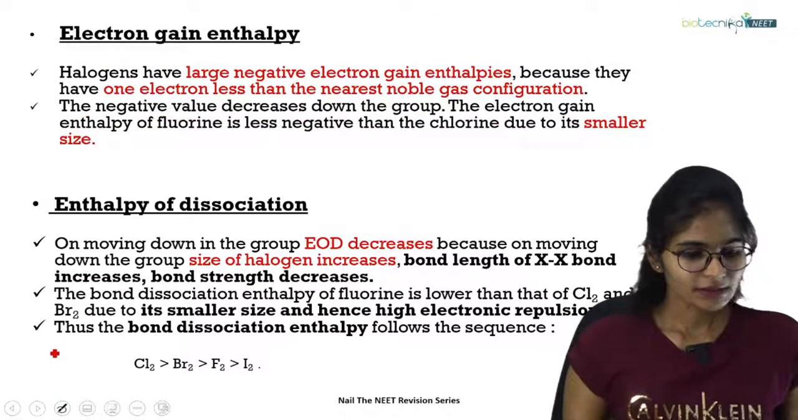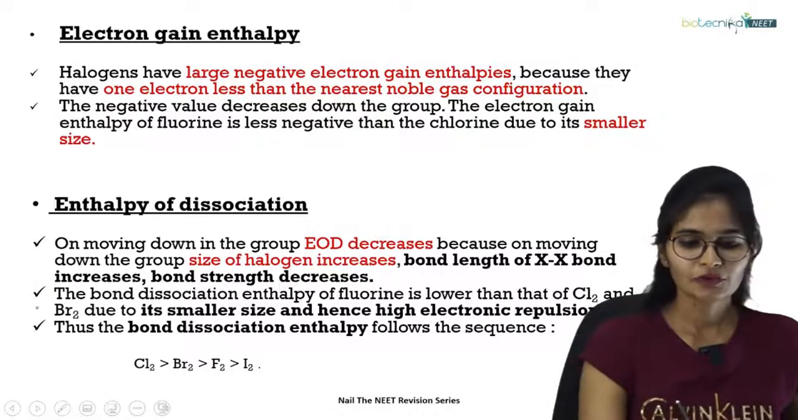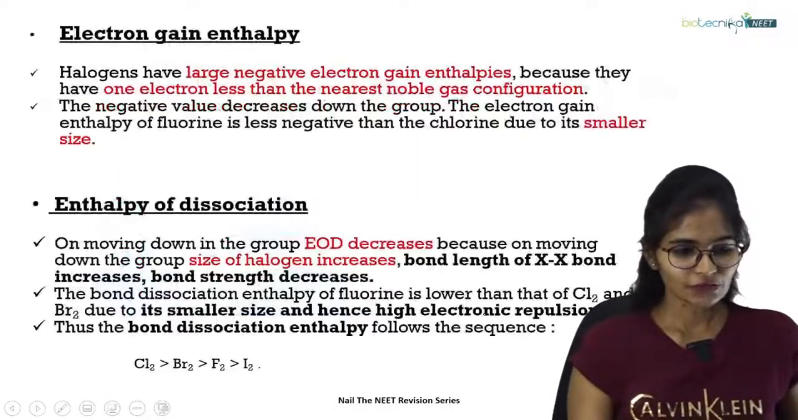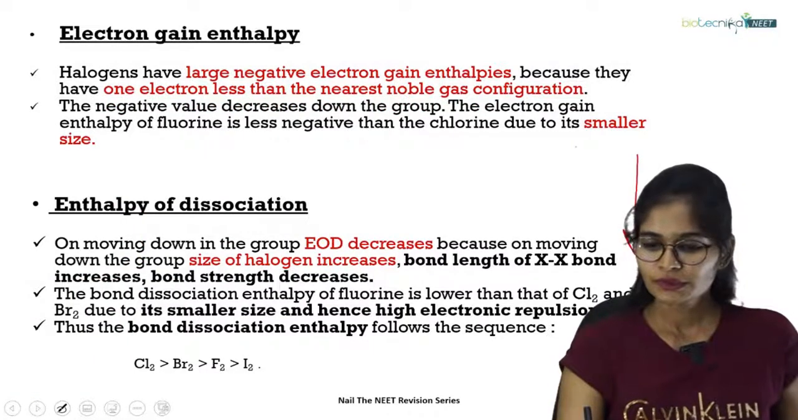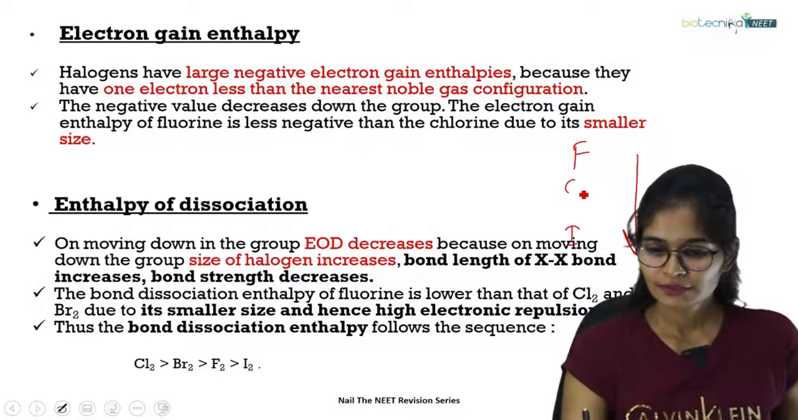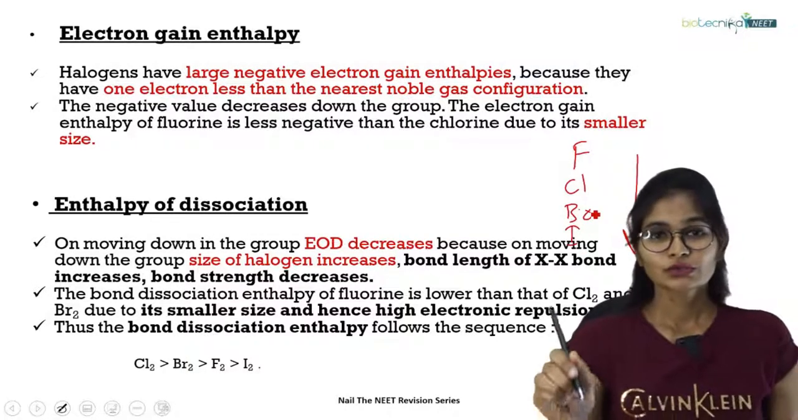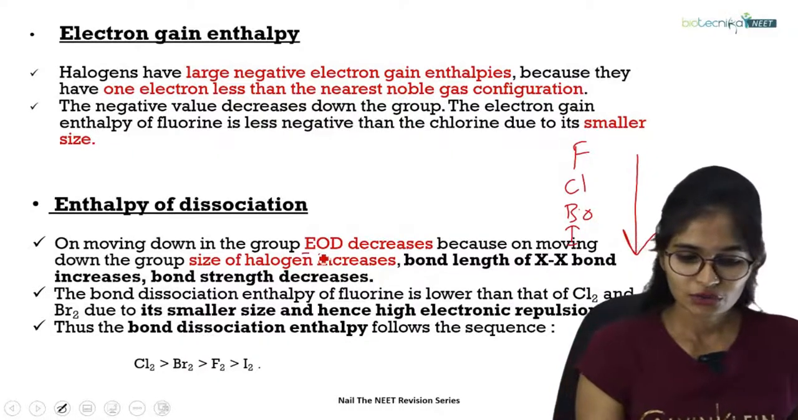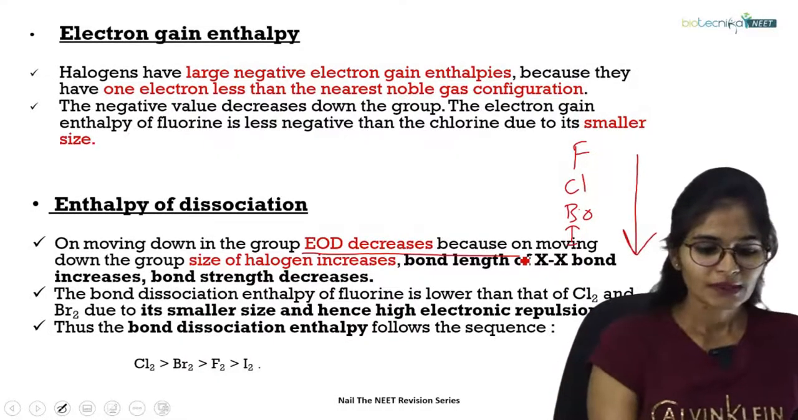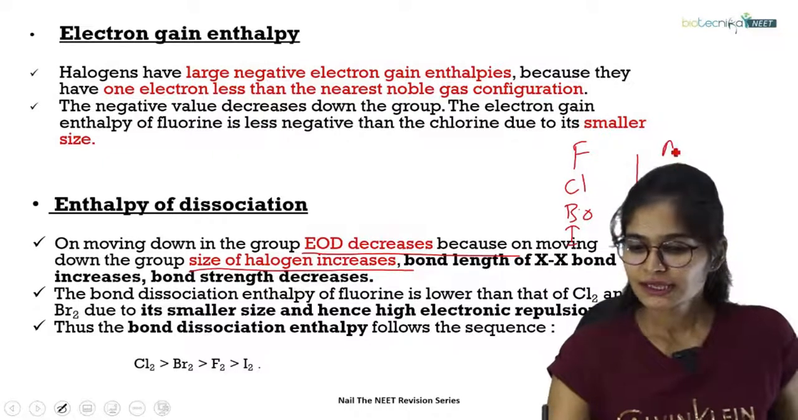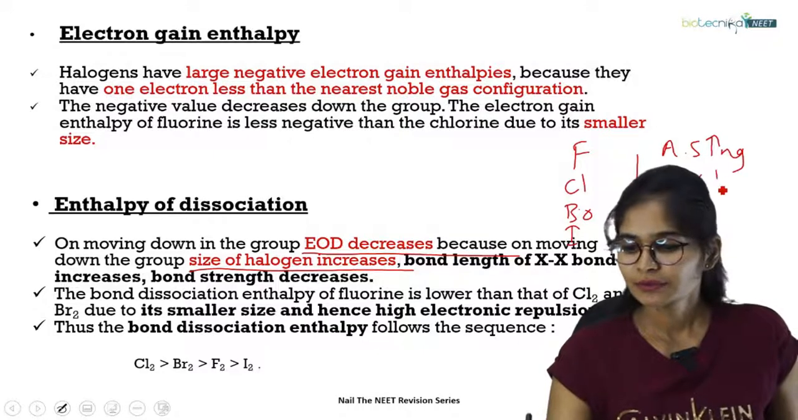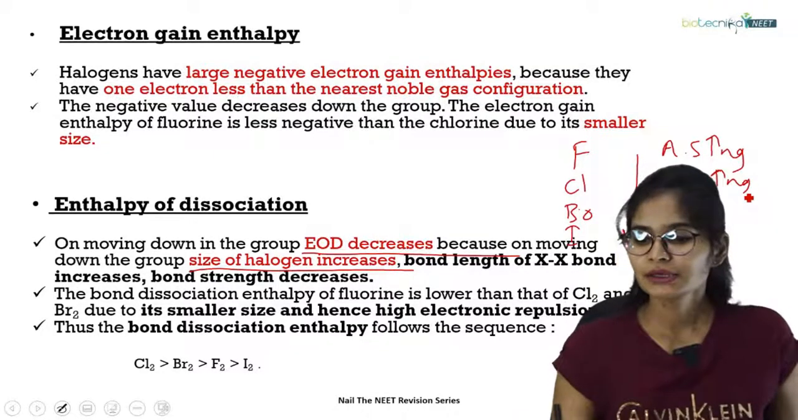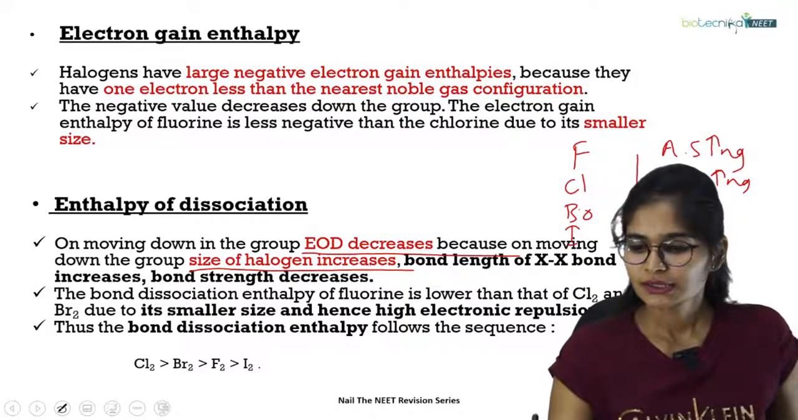Now coming to the next periodic trend, that is enthalpy of dissociation. As you can see here, on moving down the group, towards iodine, fluorine, chlorine, bromine, iodine, the enthalpy of dissociation also decreases because the size of the halogen increases. So atomic size is increasing down the group, right? Atomic size increasing means the bond length will be increasing, but bond strength will be decreasing.